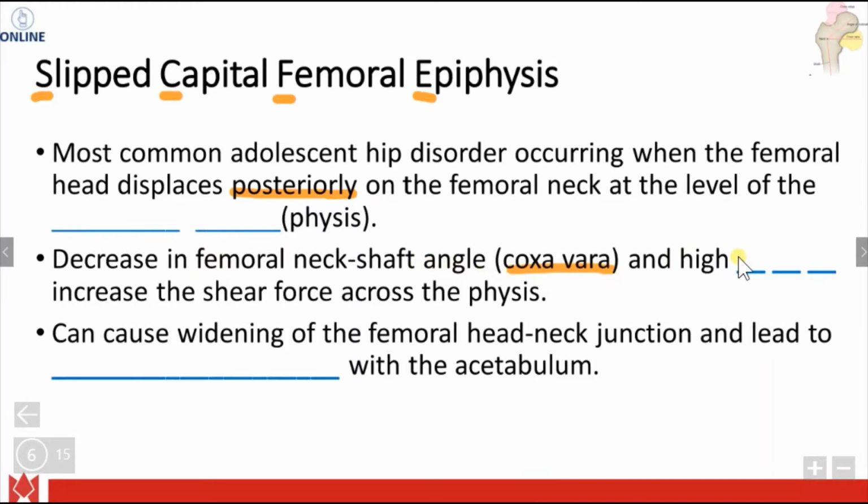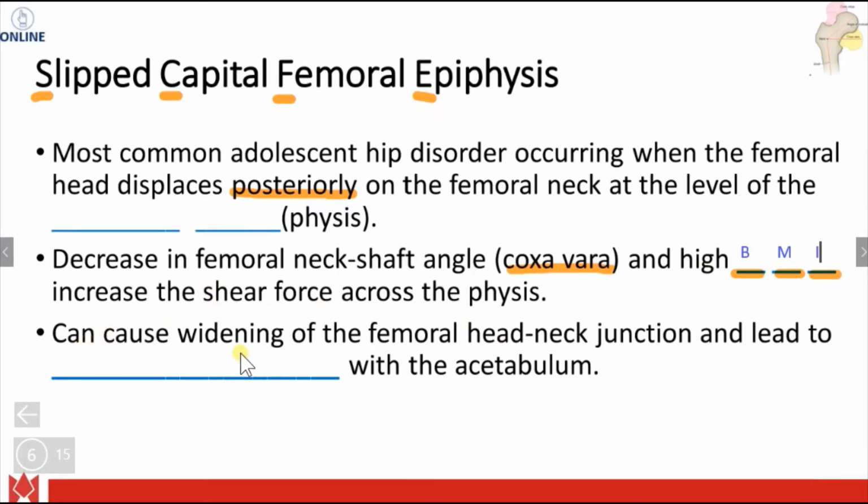And what else is it associated with? It's associated with a high BMI, so let me type that in there for you. Or a body mass index. Because with the increased mass running through the hip, it also increases the shear force across the physis.